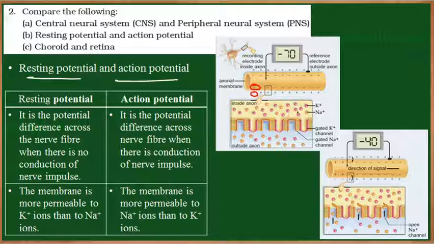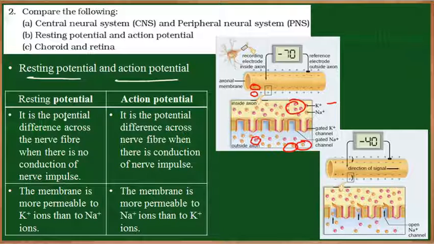Therefore, the inside of the axon will have more potassium ions and fewer sodium ions, whereas the outside of the axon will have more sodium ions and fewer potassium ions. Therefore, there is a difference in the charge. The outside will be positively charged and the inside will be negatively charged. And this is called resting potential.